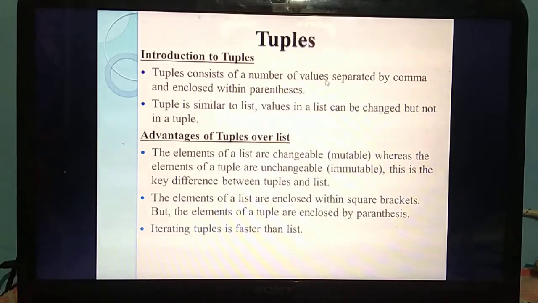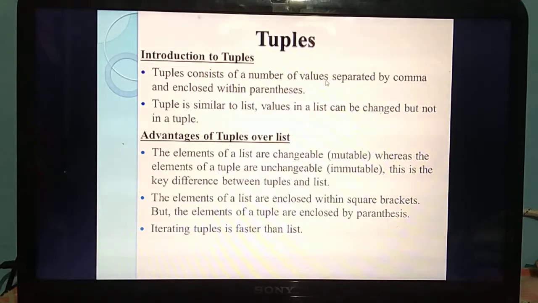The working of list and tuple is almost the same, but the values in a list you can change, but in a tuple you can't change the values. Last chapter we studied about strings. In strings also you can't change the values, but you can delete or modify. But in a list you can change the values, and in tuples you can't. Once you define the values inside the tuple, you can't change the values.